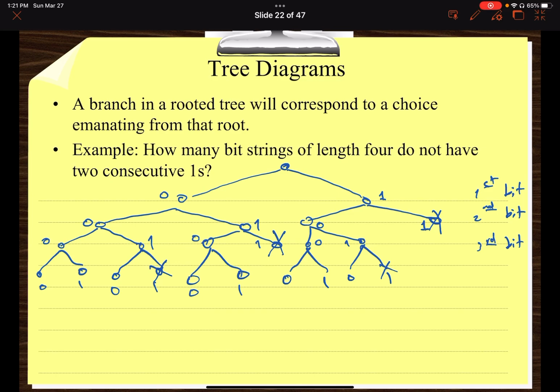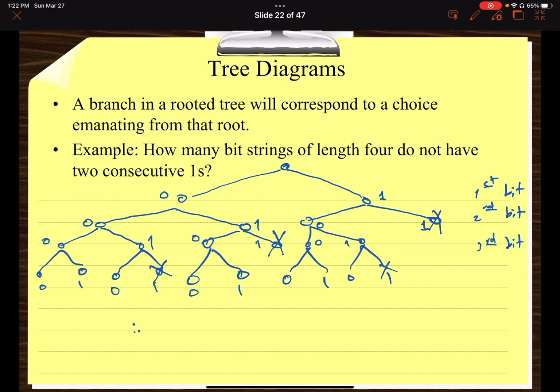Okay. So now, if I want to count all bit strings of length 4 that do not have 2 consecutive ones, what should I count? The leaves. Which leaves? The leaves in the last level without an X. 1, 2, 3, 4, 5, 6, 7, 8. So if you did it by brute force you would make an overcount. Trees are not bad. Okay?